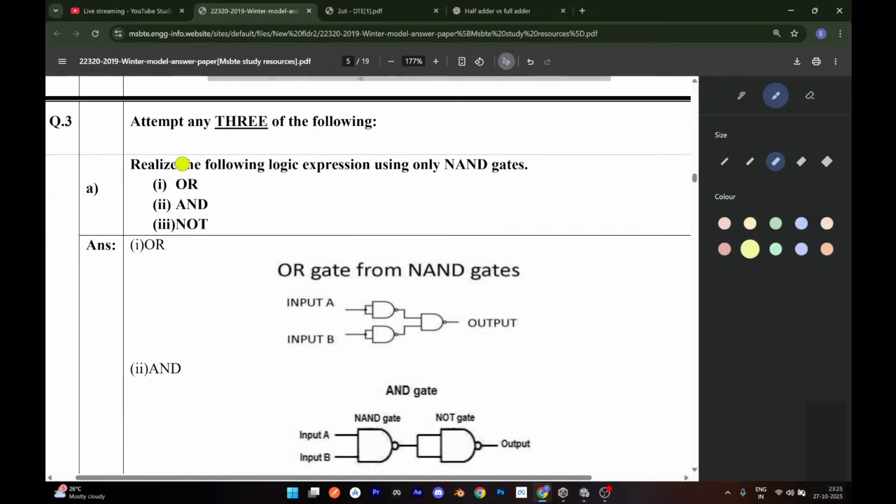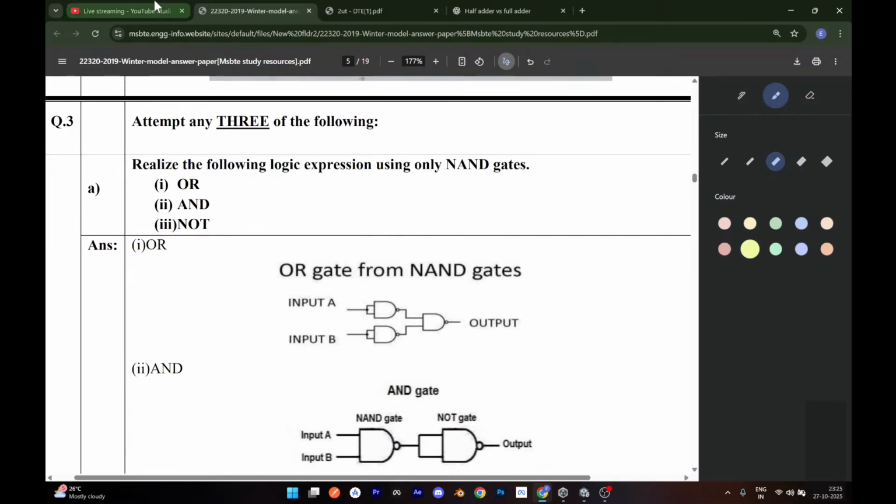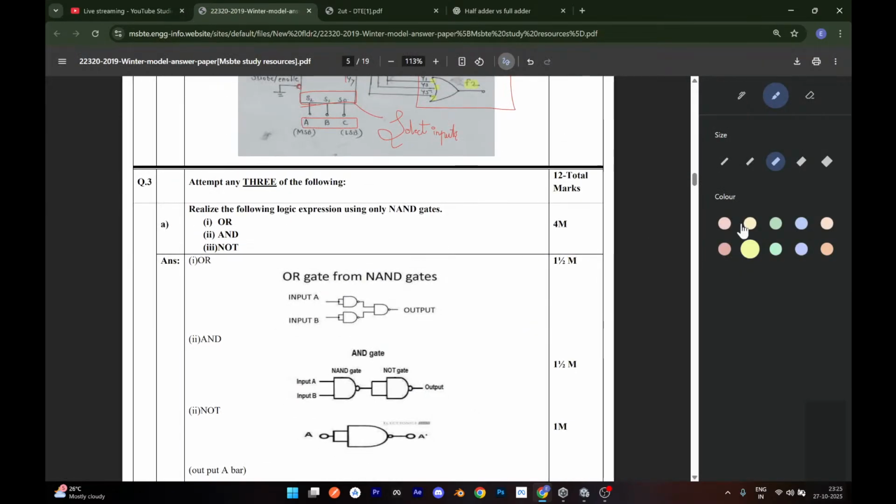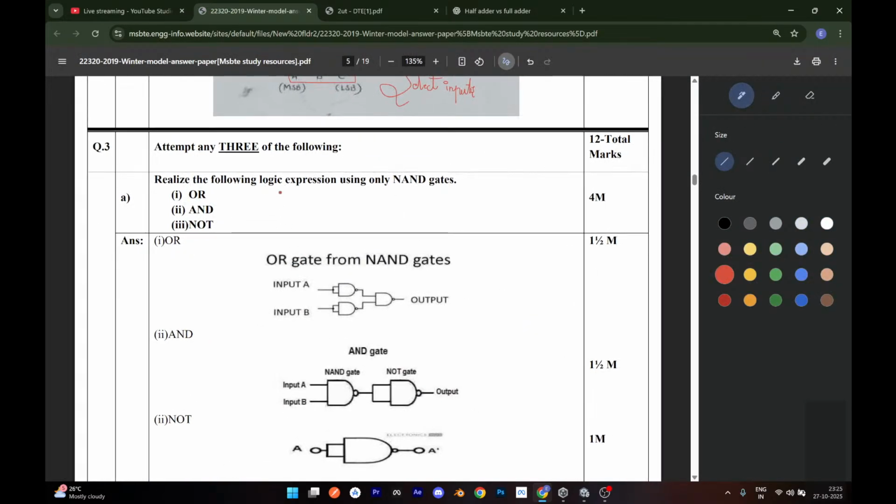Now, question number 3. How much time has passed? Okay, I will attempt this. Question number 3: we have to make a logic expression using the NAND gate for all of those. This is for 4 marks again.